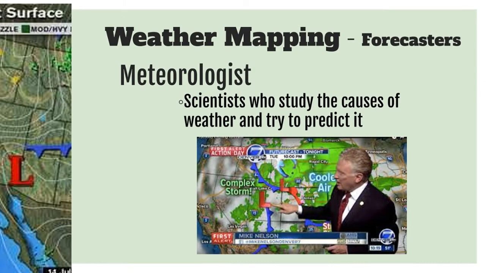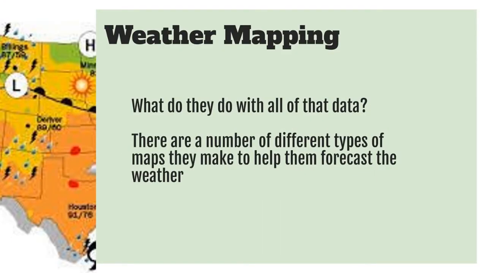Now, who uses all of this information? Forecasters, of course. They're known as meteorologists, scientists who study the causes of weather and try to predict it. So, what's done with all that data? There are a number of different types of maps that they can make to help them forecast the weather.